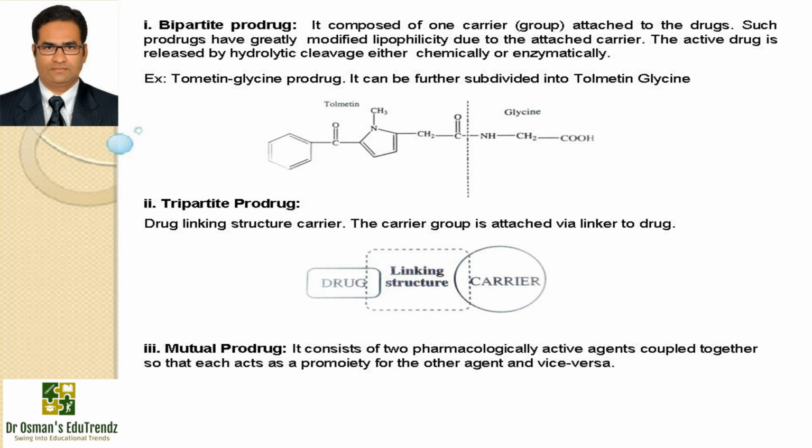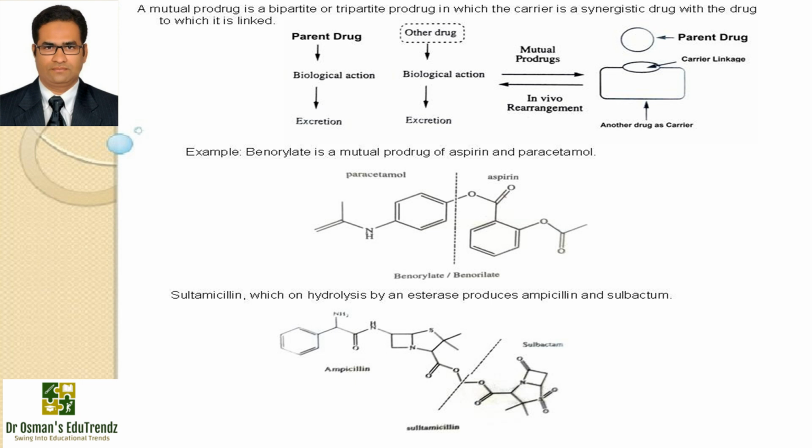Moving on to the third type of carrier linked prodrug, that is the mutual prodrug. A mutual prodrug consists of two pharmacologically active agents coupled together so that each acts as a promoiety for the other agent and vice versa. A mutual prodrug is a bipartite or tripartite prodrug in which the carrier is a synergistic drug with the drug to which it is linked.